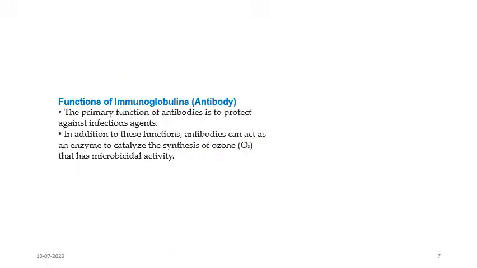Now the functions of immunoglobulins. The primary function of immunoglobulin or antibody is to protect against infectious agents or any foreign substances which enter into the body. Additionally, it has some other functions, like free radical scavenging activity or antimicrobicidal activity. And each class of immunoglobulin has its own specific functions also. So this is the answer you are supposed to write along with the question.